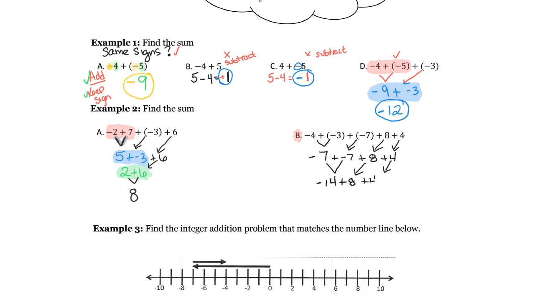Plus 8 plus 4. Opposite signs subtract. So what's 14 minus 8? 14 minus 8 is 6. We take the sign of the bigger number, which is negative. Bring this 4 down. All right, last one. Opposite signs subtract. 6 minus 4 is 2. Take the sign of the bigger number, which is negative. So now my answer is negative 2.